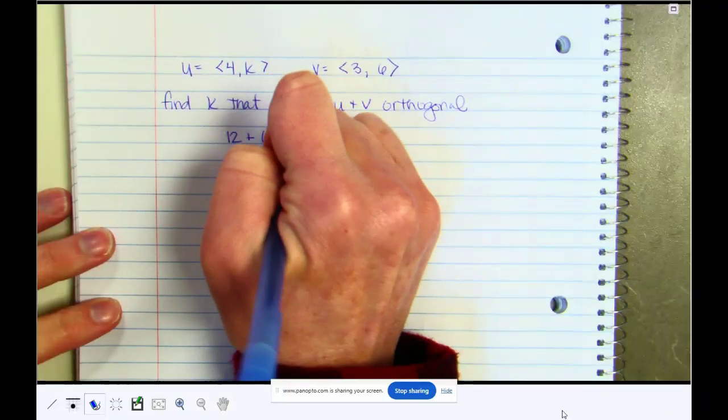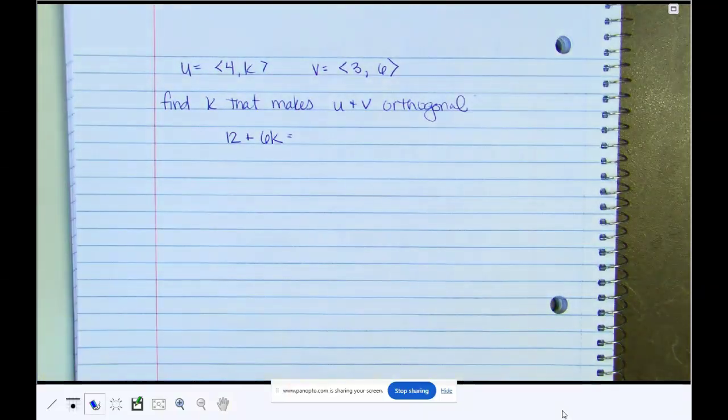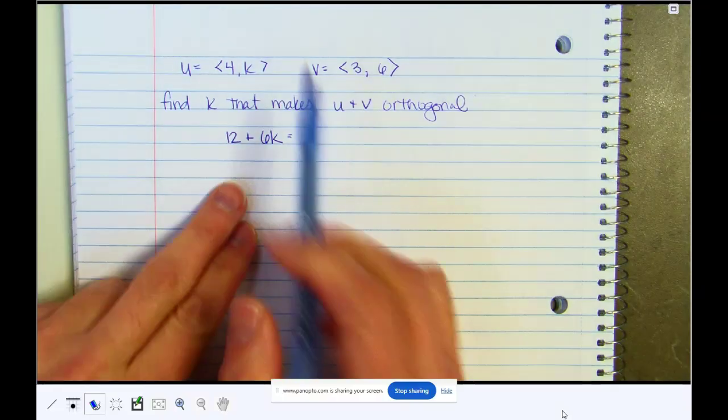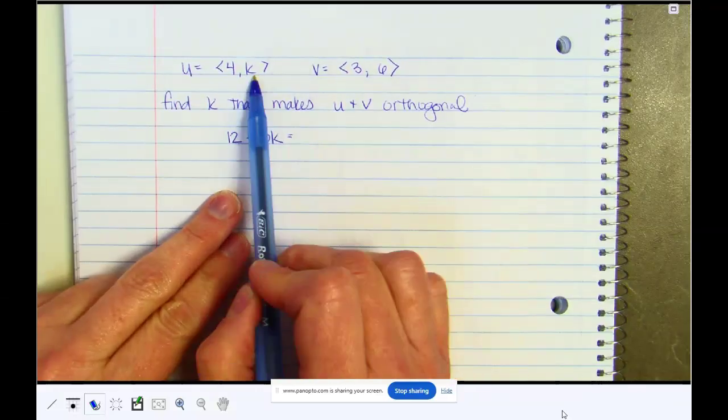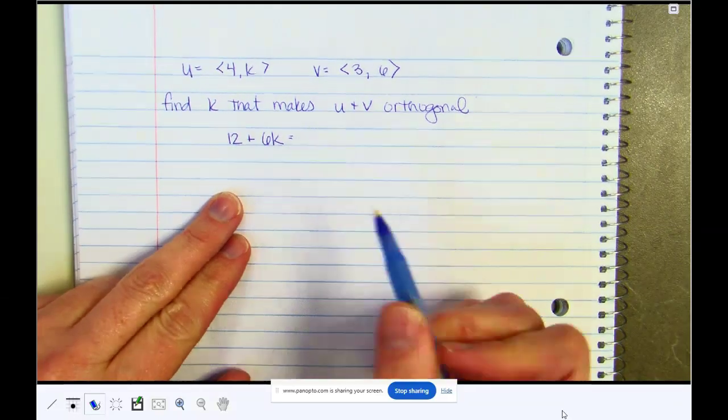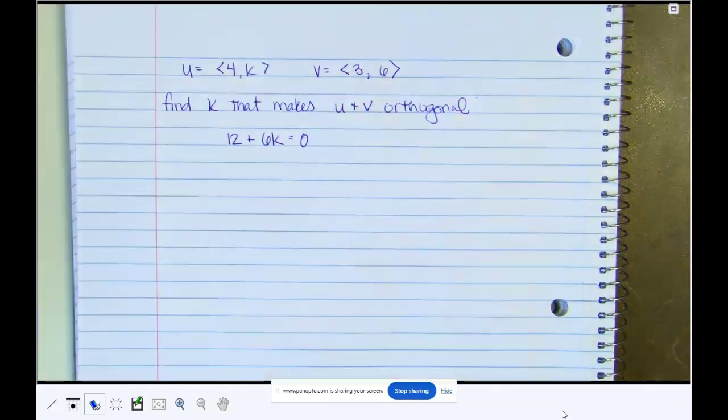So if you are doing this, you're finding the dot product. So 3 times 4 is 12 plus 6 times k. And what does it have to equal? It has to equal 0. It's literally going to end up being a 2-step linear equation. It has to equal 0 every time. Minus 12 divided by 6, -2.